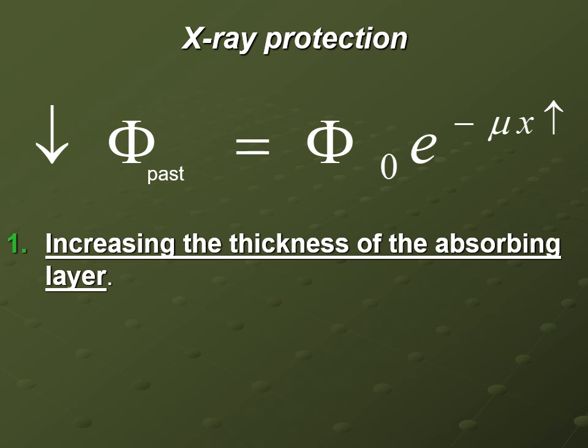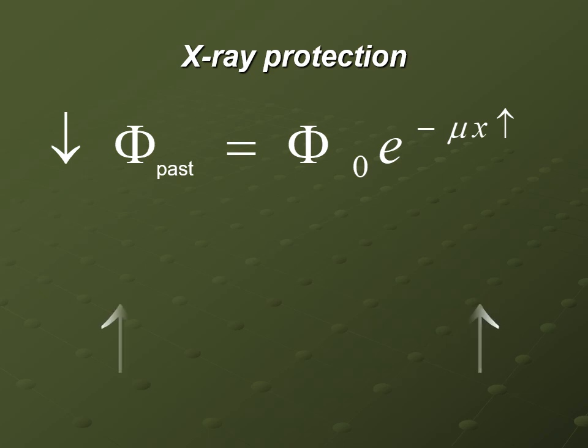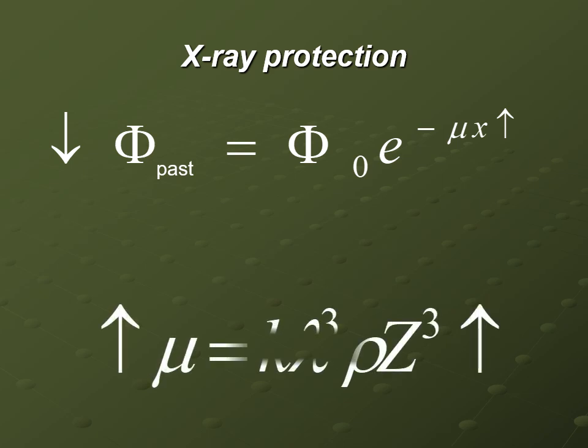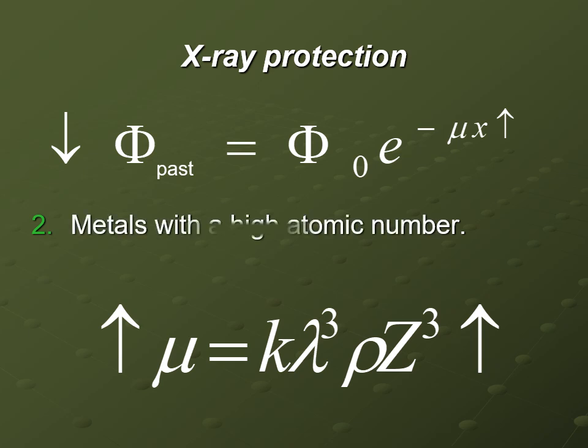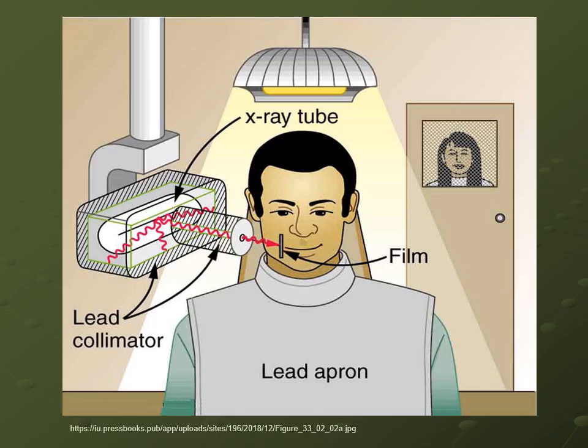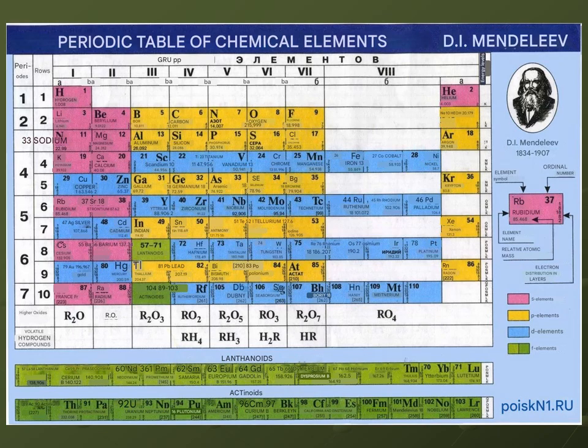The second is the fact that metals with a higher ordinal number will again absorb radiation to a greater extent. In other words, we can increase the linear absorption coefficient by increasing the ordinal number of the substance that absorbs X-rays. Here we have shown the use of lead for protection from X-ray radiation. That is, we use a lead apron here. Lead has a fairly high ordinal number. You can see this element, number 82, in our periodic table.